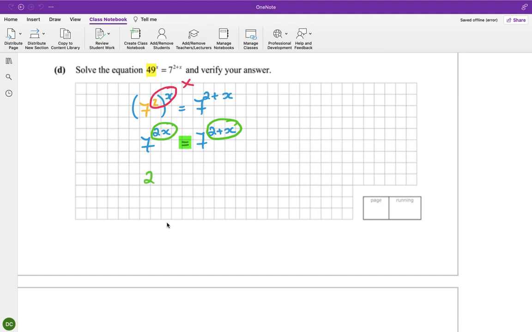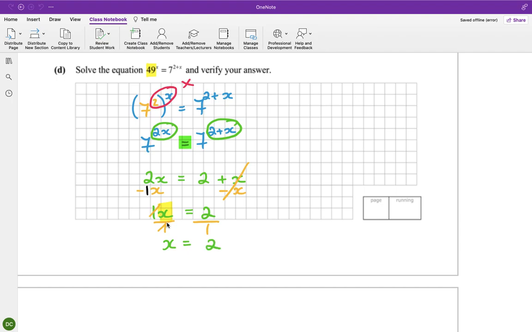So it's 2x equals 2 plus x. And we need to gather the x's. So we minus an x from here and we minus an x from here. There's an invisible 1 on that x. So 2x minus 1x is 1x equals 2. And then we're trying to get the x on its own. So we divide by 1, divide by 1. So x equals 2.